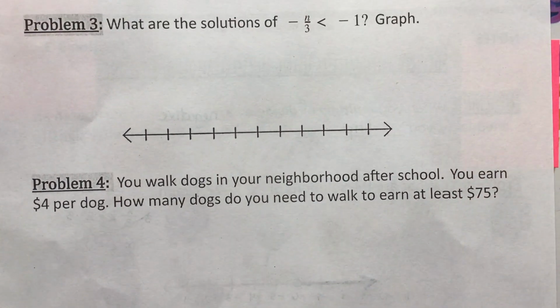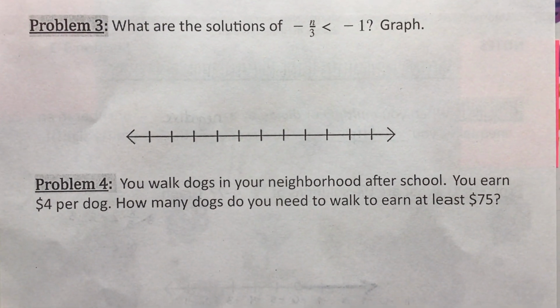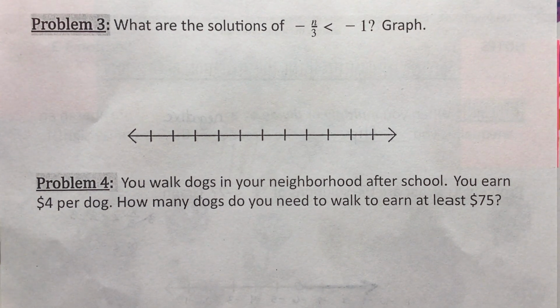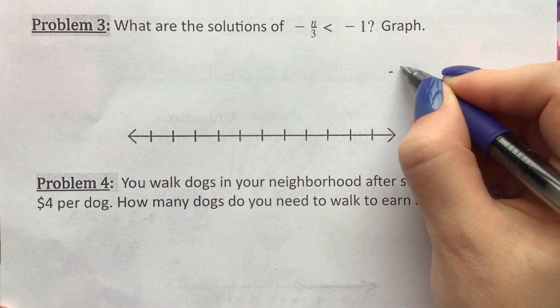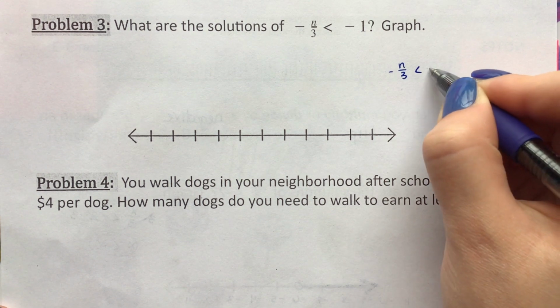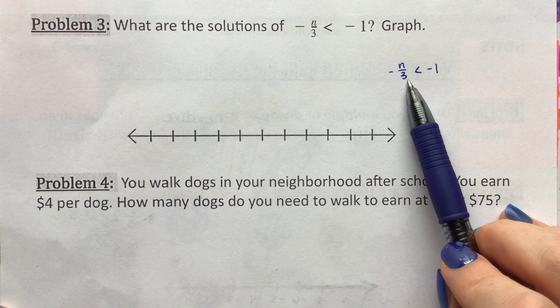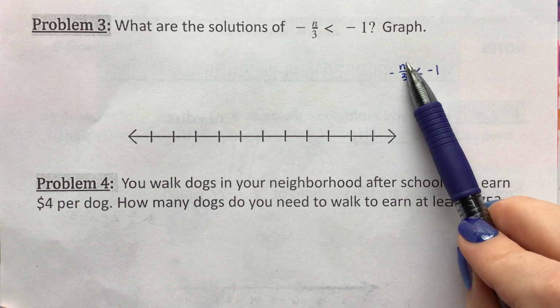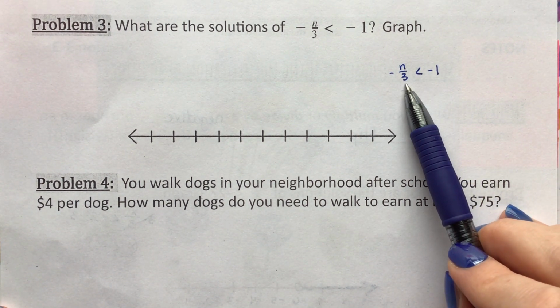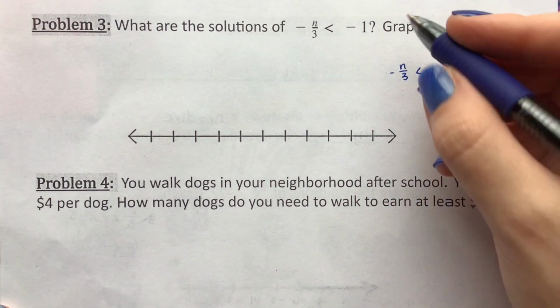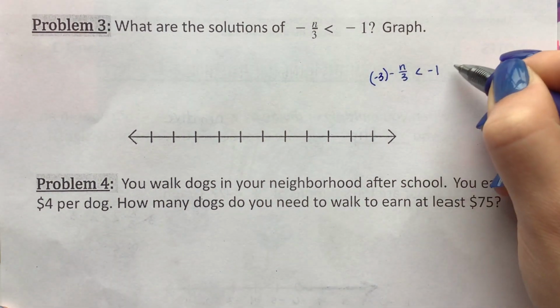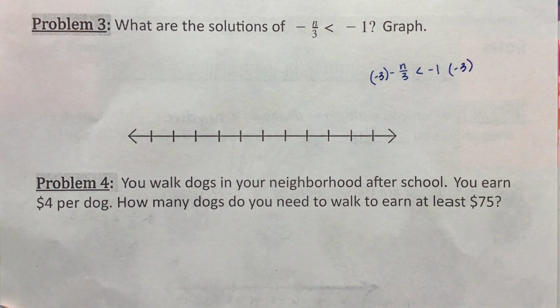Okay, let's flip that paper over and do some more examples just so we can really get it in our bones. So example 3 says, what are the solutions of negative n over 3 is less than negative 1? I want to get rid of that negative 3. Remember, this means n divided by negative 3. To get rid of the division, I'm going to multiply by negative 3 on the left and multiply by negative 3 on the right.